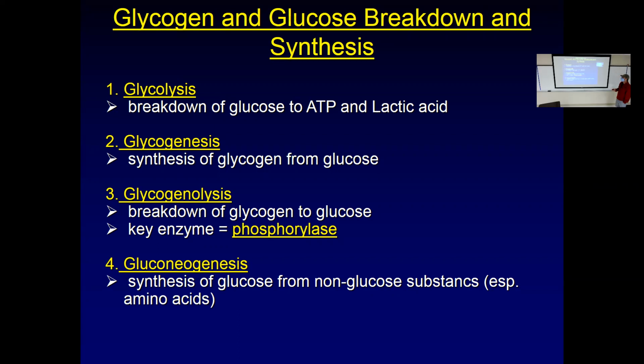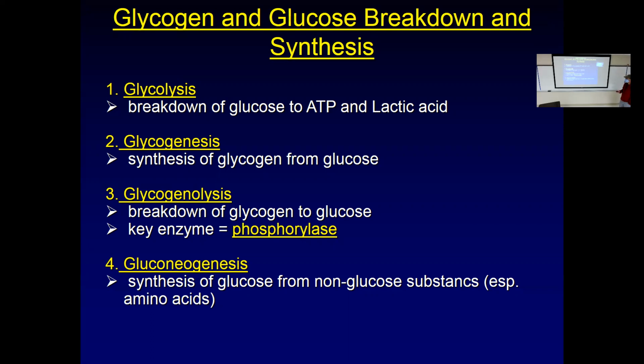Glycogenolysis, why it's not just called glycolysis, I don't know, but glycogenolysis is the opposite reaction of glycogenesis. It's the breakdown of glycogen to glucose. We'll talk some about this. It's driven by a key enzyme called phosphorylase. And this phosphorylase enzyme is going to play a really big role in controlling the rate at which some of the substrates are used during exercise. And there are things that happen as you change exercise intensity that will either upregulate or downregulate the function of phosphorylase.